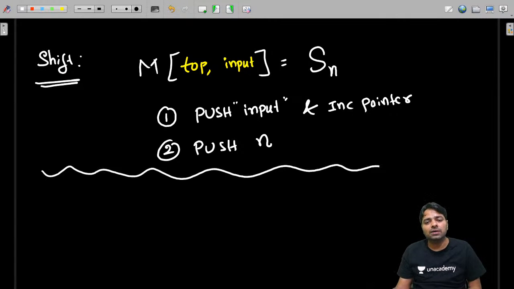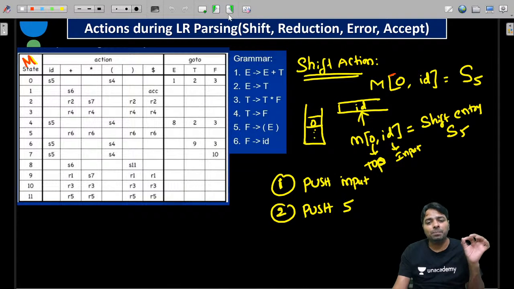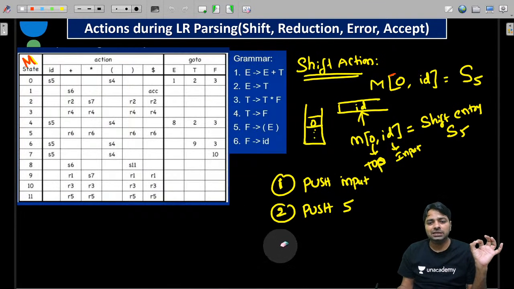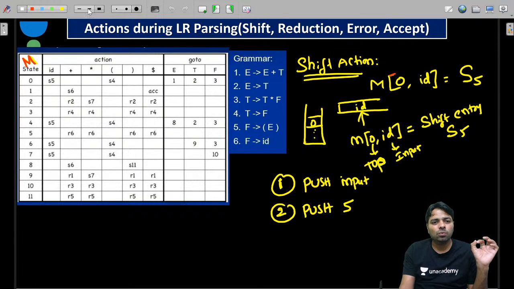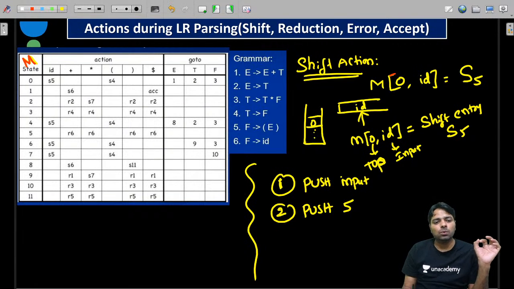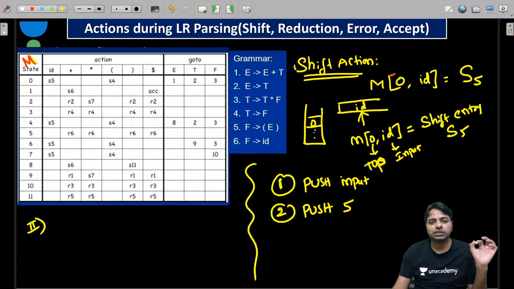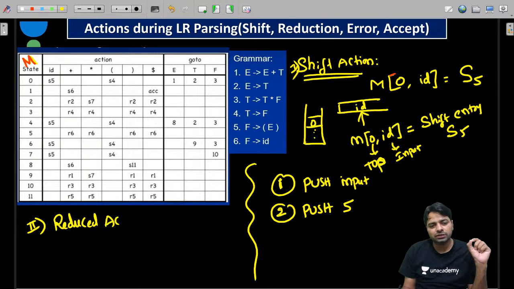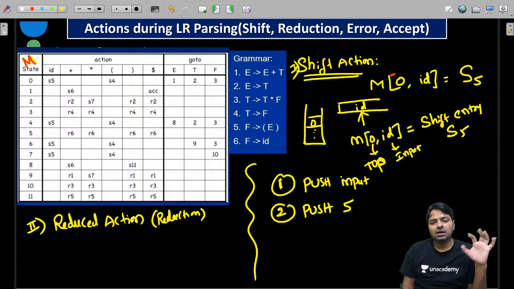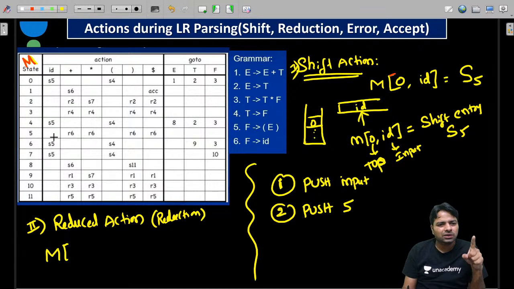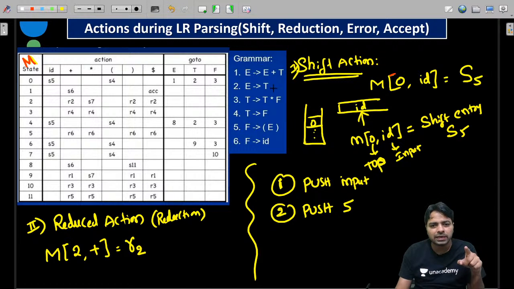And there is one more going to come, which is really complicated. What is that? Reduce, guys. The second one is the reduce action, which is a purely complicated one. Reduction, reduce action. We are going to perform it. It's a kind of reduction now. And what kind of reduction is it? M of something, take one example, S2 comma plus. You may get an entry R2.